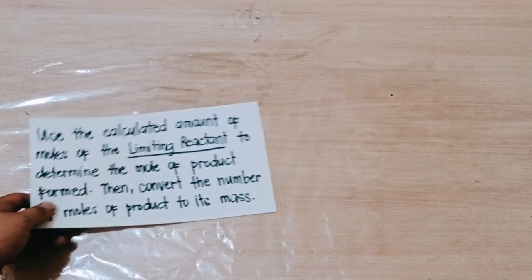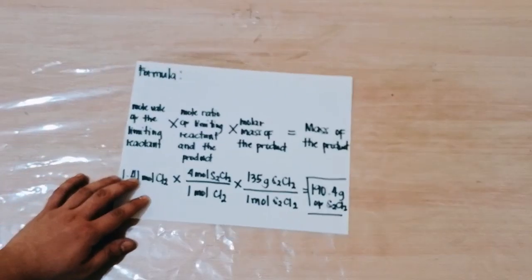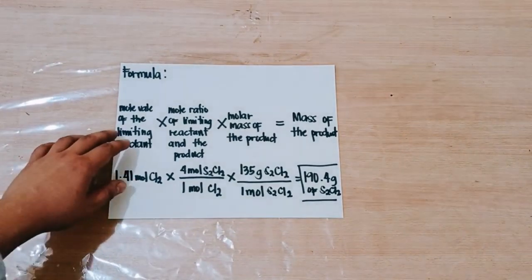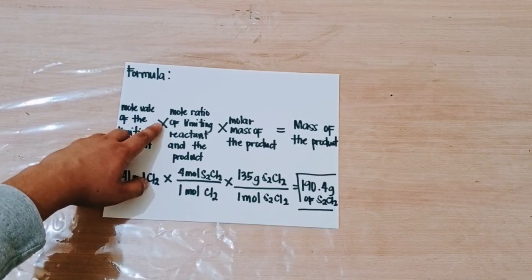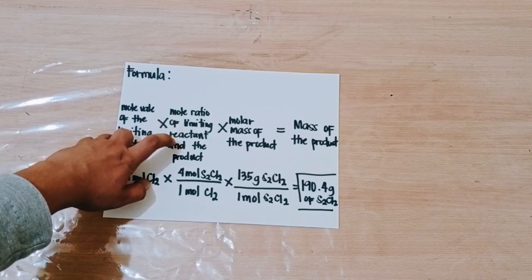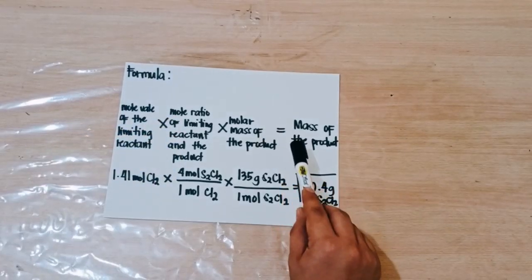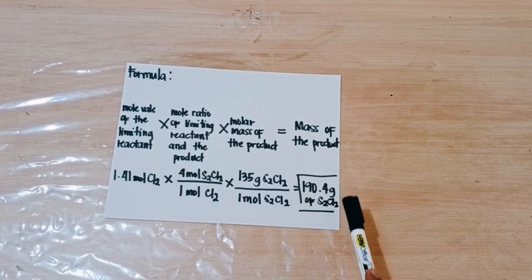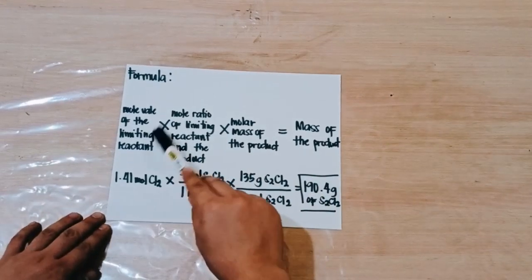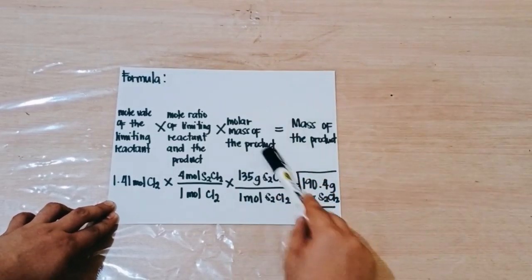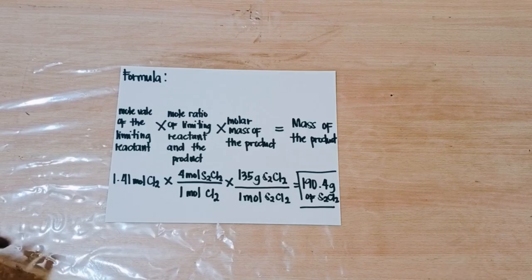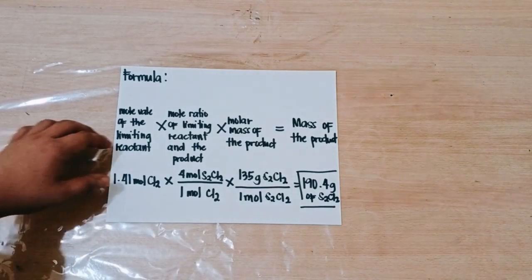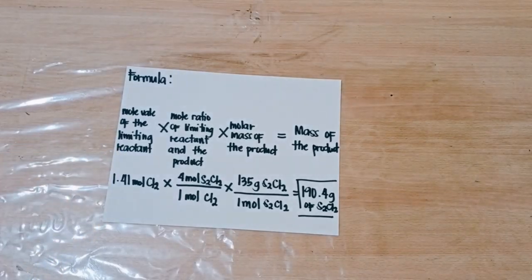Paano yung formula? So, the formula that we need to use is, for example, mole value of limiting reactant times mole ratio of the limiting reactant and the product times molar mass of the product equals to mass of the product. So, pag tinimes natin lahat yan, makukuha na natin yung ano? Yung mass of the product. Yung last na tinatanong. So, doon sa na-compute natin, yung limiting reactant natin, di ba si chlorine, na-identify na natin si chlorine yung limiting reactant.